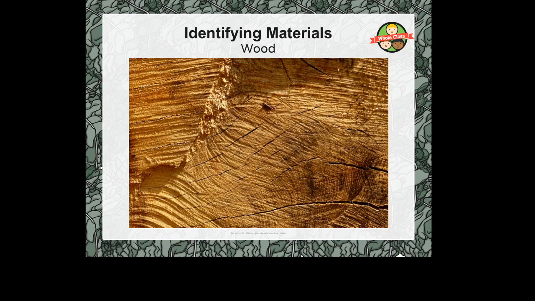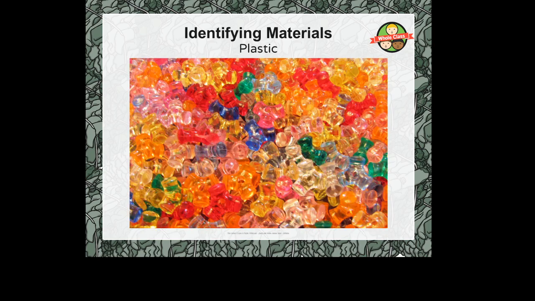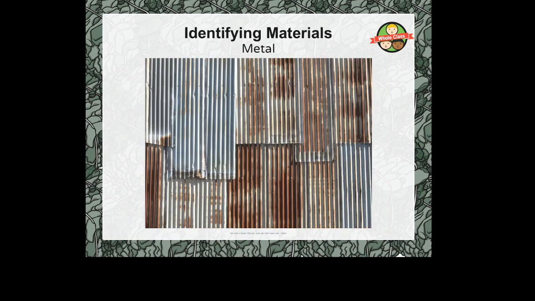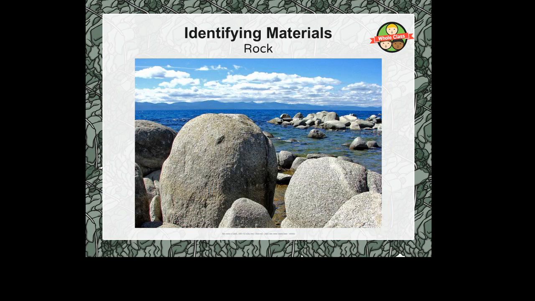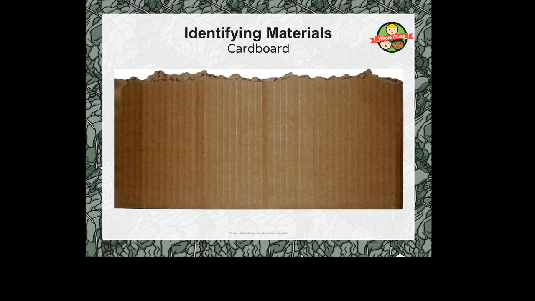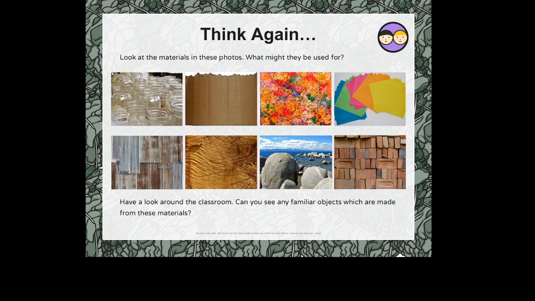So we've got wood, we've got some plastic, we've got glass, we've got metal, we've got rock, we've got bricks, we've got paper, cardboard. Okay, so what might these things be used for? Obviously we've got pictures and we can see. So glass, we've got some jars, but what other things could we use glass for?